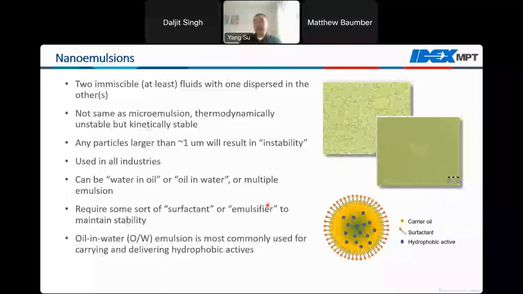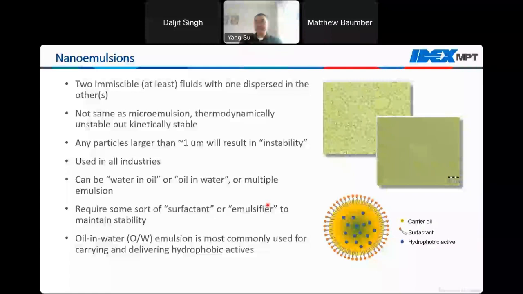So just a quick background slide here in case you're not familiar with nanoemulsions. The definition of an emulsion is two or more immiscible fluids with one dispersed in the other or others. It's important to note that a nanoemulsion is not the same as a microemulsion. Nanoemulsions are not thermodynamically stable, but they're kinetically stable, which means there are different stability mechanisms that can affect their stability. One of which is the so-called Ostwald ripening phenomenon, where large droplets, especially around or bigger than 1 micron in size, can slowly absorb the smaller droplets and the larger droplets will become bigger and bigger, and eventually will lead to separation or some kind of instability for the product or the emulsions.